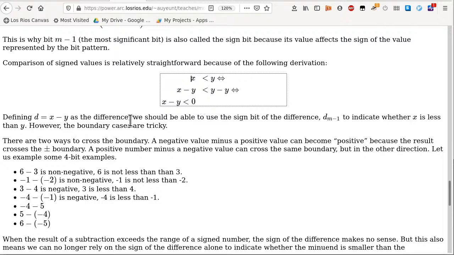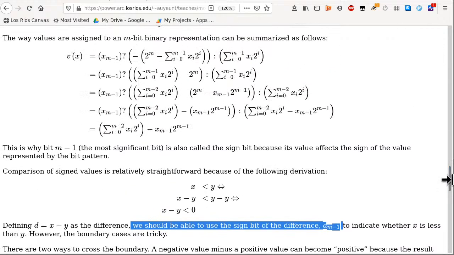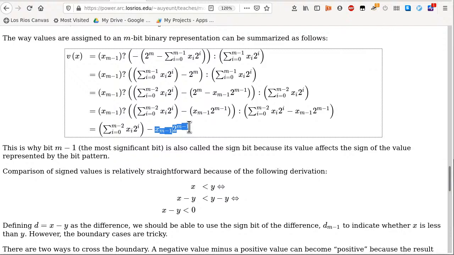The sign bit here, this is the definition of the sign bit. The sign bit is bit m minus 1 of the difference. Now, is it really surprising that we call it the sign bit? No, not really, because it is bit m minus 1. The most significant bit of a bit pattern, when you look at the bit pattern in the signed interpretation, which is also the leftmost bit of the bit pattern, is known as the sign bit.